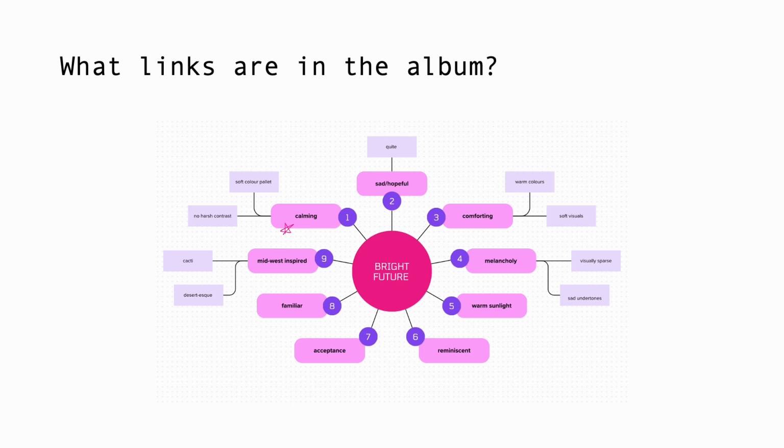I then outlined what underlying themes were in the album, which could influence the design of the album cover. I discovered that soft colours would be best for this project, as the album is very calm, and again I wanted to tie in Midwest themes to portray Adrian's childhood, as well as keep the visual noise to a minimum.